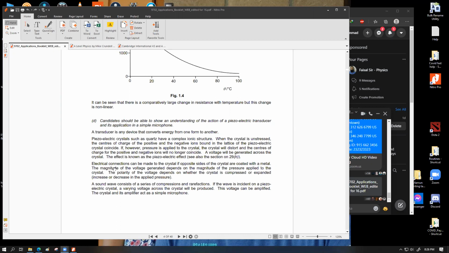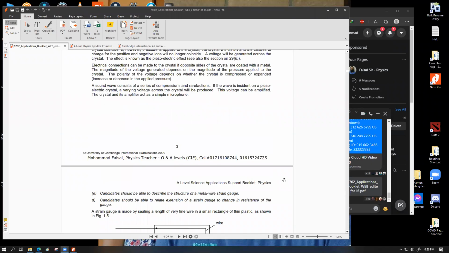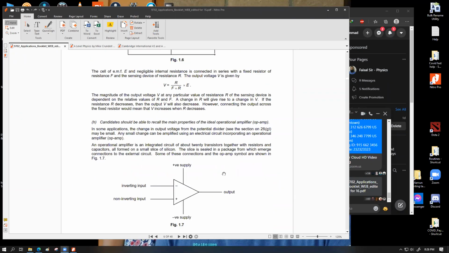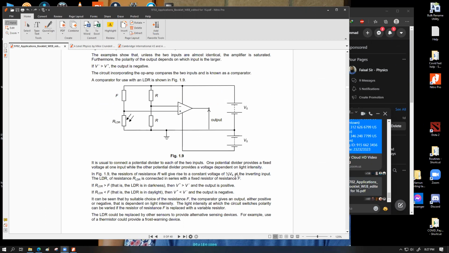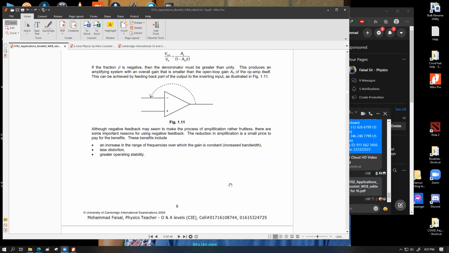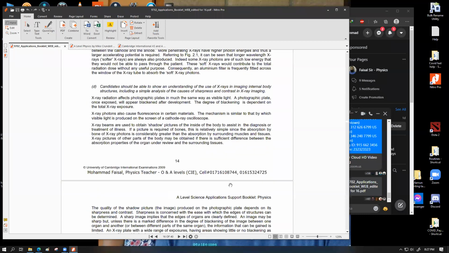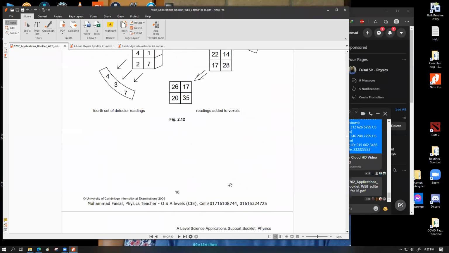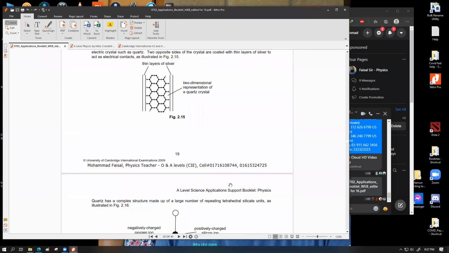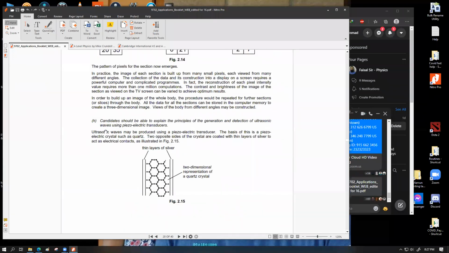So I'm going to now discuss in detail how the piezoelectric crystal works, to the level of detail that your syllabus requires you to understand. So I'm going to jump to this heading and then I'm going to come back to this paragraph once again. So this is what the piezoelectric crystal thing is about. This is the thing. 29H.